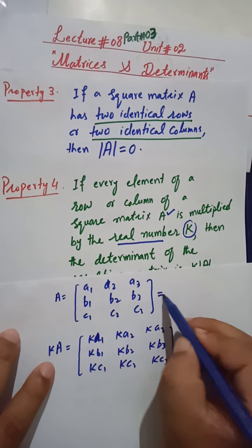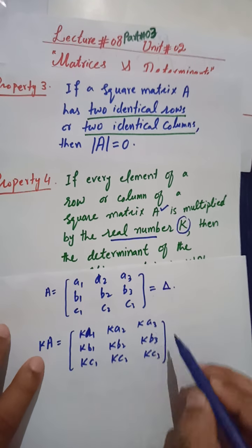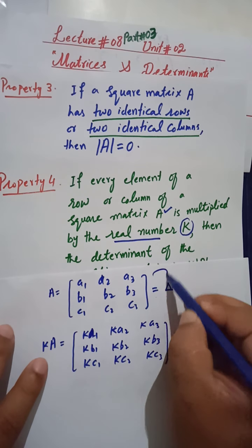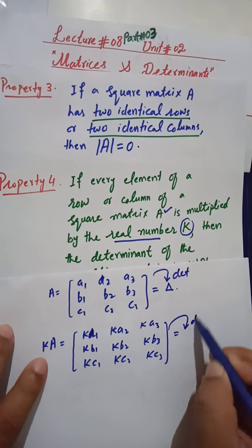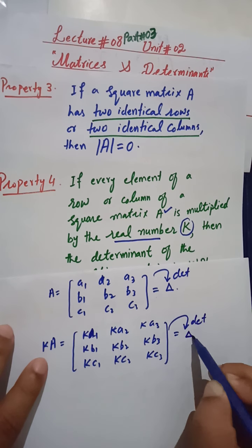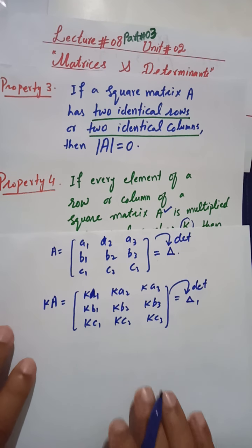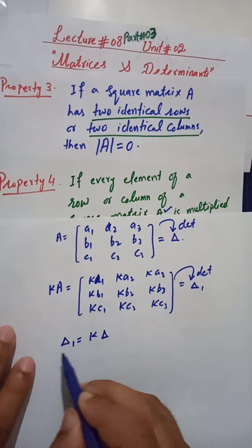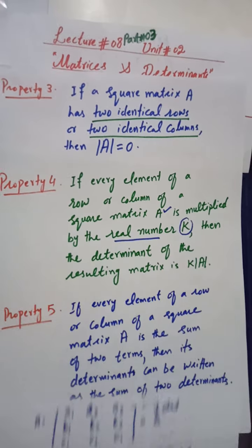So if the determinant of the first matrix is, let's say, delta, and the determinant of this matrix is, let's say, delta 1, what will be the relation between delta and delta 1? Delta 1 must be equal to k times delta. This is the meaning of property number 4.